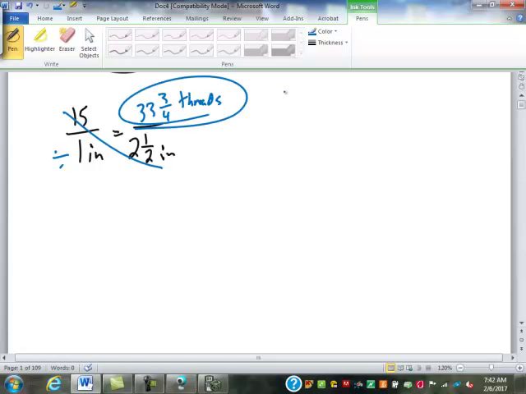What's that? Becoming 18? Nope, because there's 15 threads in 1 inch, right? So it'd just be 15 times 2 1/4, not 2 1/2, 2 1/4. 15 times 2 1/4 gives you the number of threads in 2 1/4 inches. Because 1 inch is 15 threads. 2 inches would have to be 30, so 2 1/4 has to be slightly more than that.